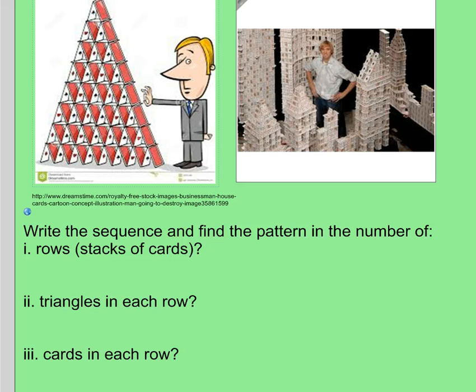So we're going to start with looking at the sequence in the rows. Well, that's really simple because the rows or stacks of cards just grow one at a time. So we would label them according to this sequence. The pattern is grows by adding 1.